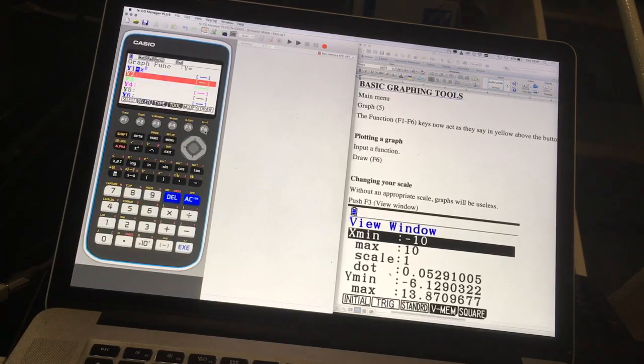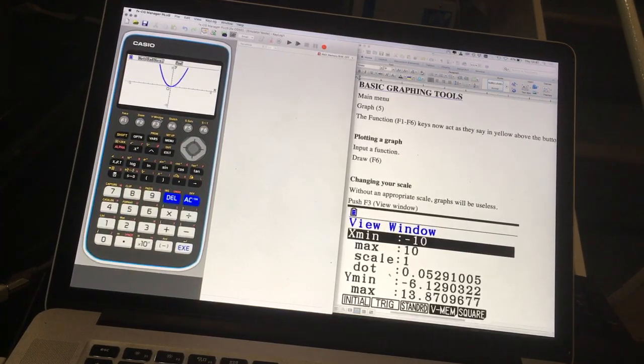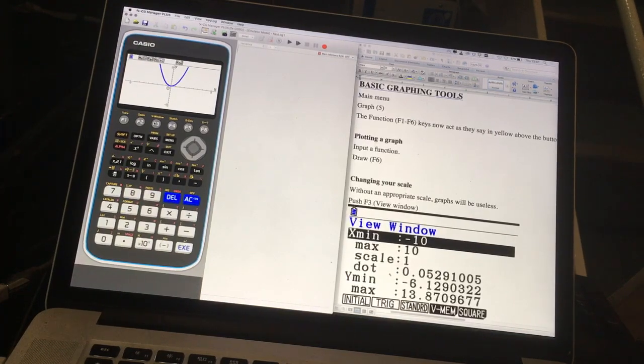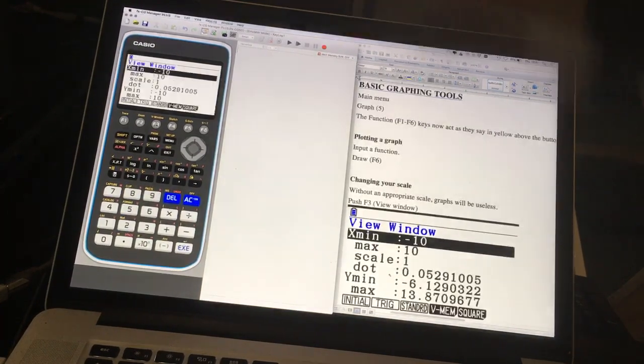If I go back to trace again. The major one here though is view window. So if you click F3, which is view window, it'll bring up this screen. This lets you choose what of the graph you see in your window. So in the screen, it lets you select what you see. So I know it looks quite good because mine goes from -10 to 10 for x and y.